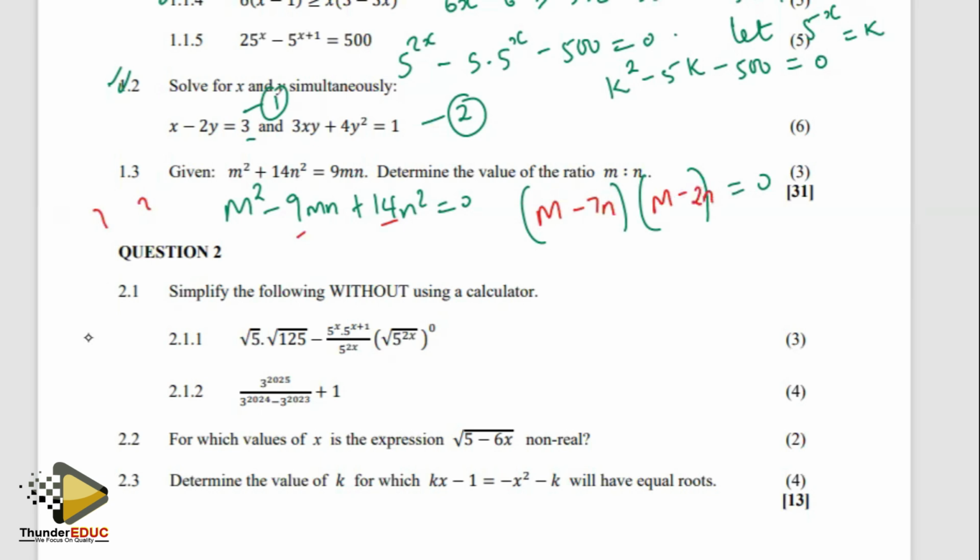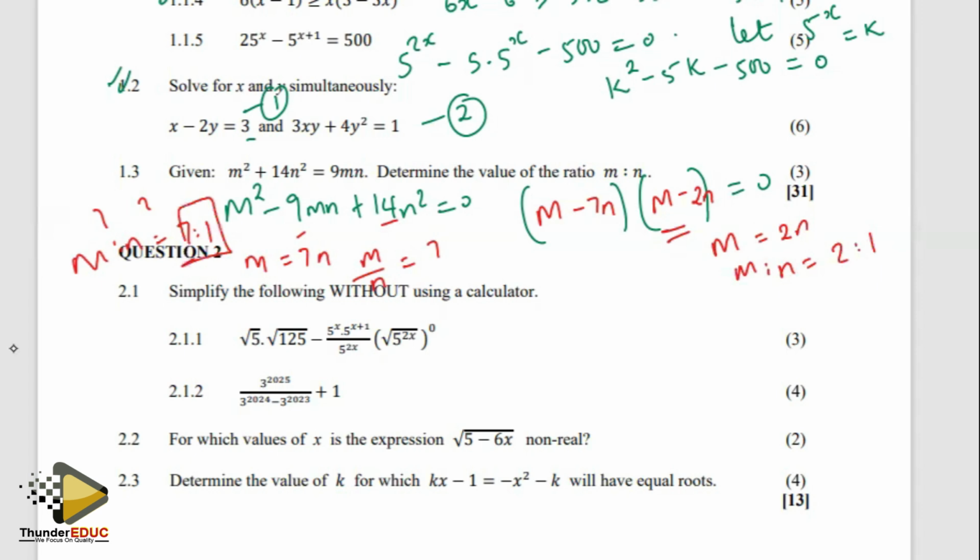Okay. Then if that is true, then I can just equate that and have m is equal to 7n. Then divide both sides by n, which means m over n is 7. Meaning that the ratio in this case, m to n, is just going to be 7 is to 1. Alternatively, if we look at this, m is equal to n, divide both sides by n, which means m to n is the same as 2 is to 1. So we have 7 is to 1, and then 2 is to 1. Okay, so those are the ratios that they wanted in this case.